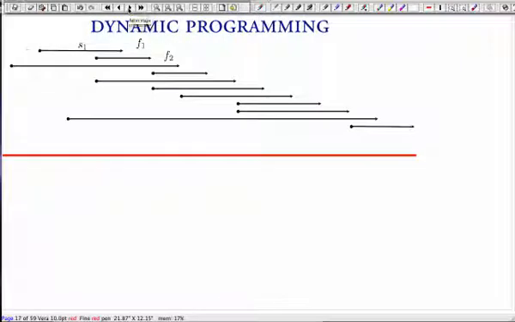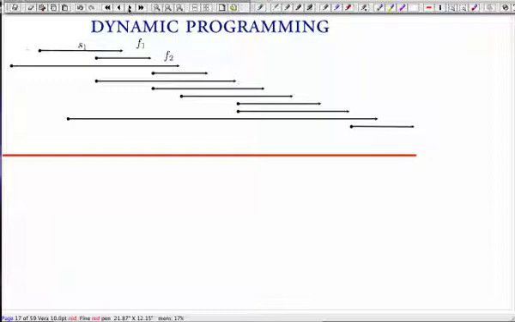Now we can solve this problem with dynamic programming. In fact, why don't you let me give you one little extra hint. First we're going to solve it with dynamic programming, and then we're going to show how the easier solution, a greedy solution, also works.